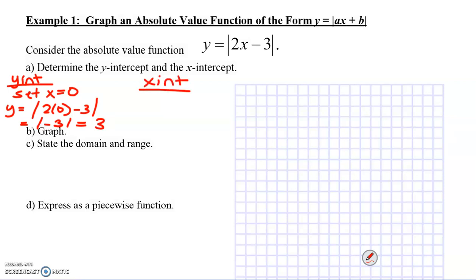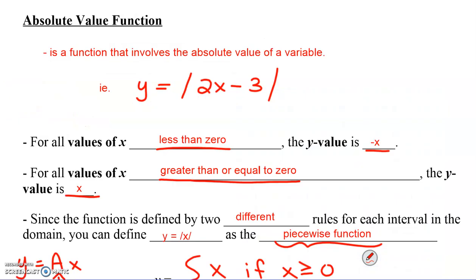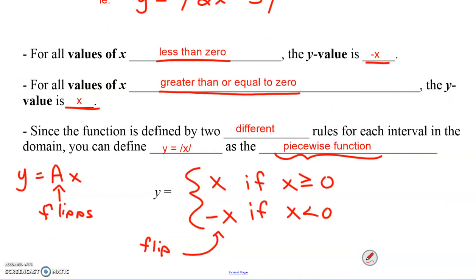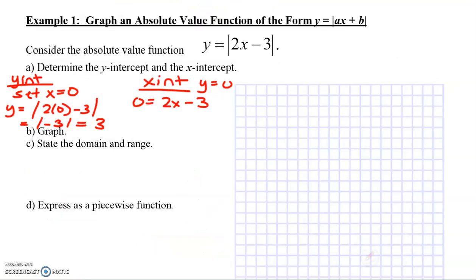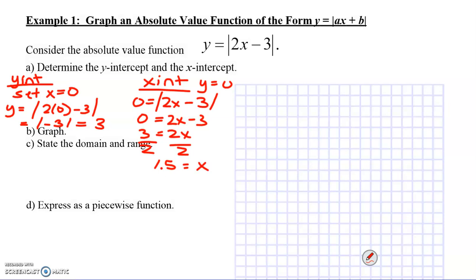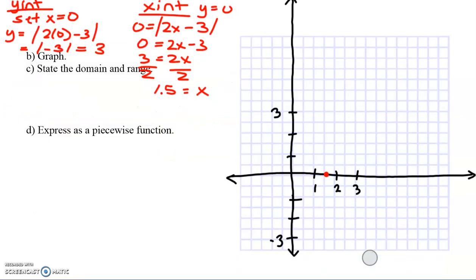The x-intercept, we set y equal to 0. So I go 0 equals the absolute value of 2x minus 3. But that falls into the piecewise section where x is greater than or equal to 0, so it's just regular x. So that being said, we can basically remove those absolute value signs to say 0 equals 2x minus 3. We then add the 3 over and divide out the 2. So 1.5 is the x-intercept value. So now we have an x-intercept and a y-intercept. So part B says graph.